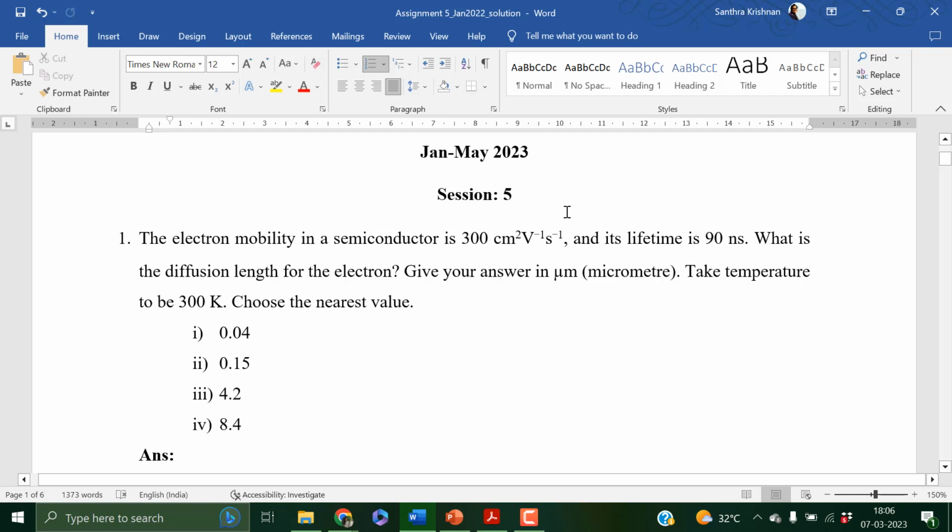One is the diffusion constant we have to calculate, ma'am. For that, I use the equation kT mu by e. From that, I calculated the diffusion coefficient. Then after that, I calculated the diffusion length using that, and it is found out to be 8.4 micrometers. Yeah, so you have already solved these questions?